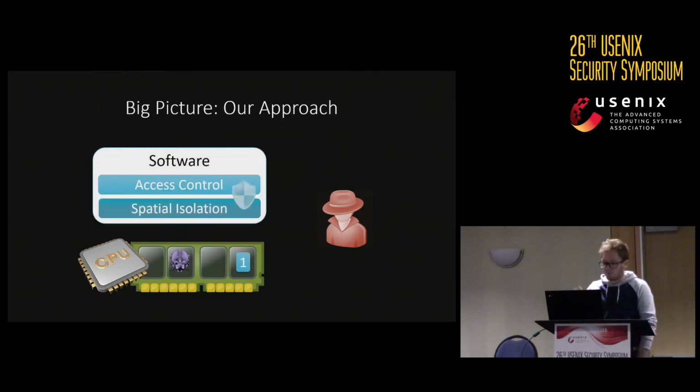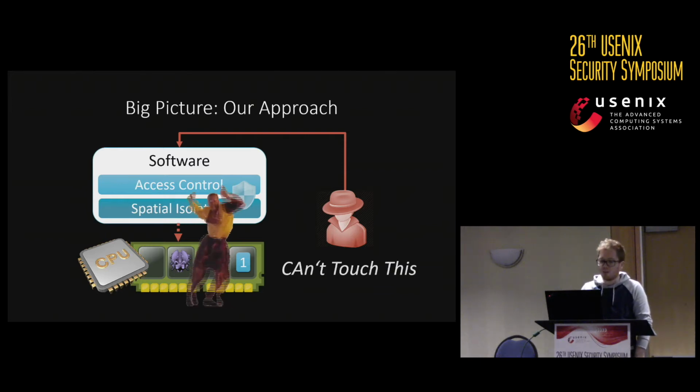Now, the high-level idea of our approach is to extend the access control with a physical isolation policy to mitigate rowhammer purely in software. With our defense in place, we prevent exploitation of the underlying hardware bug by avoiding physical co-location, and hence the attacker cannot touch this.